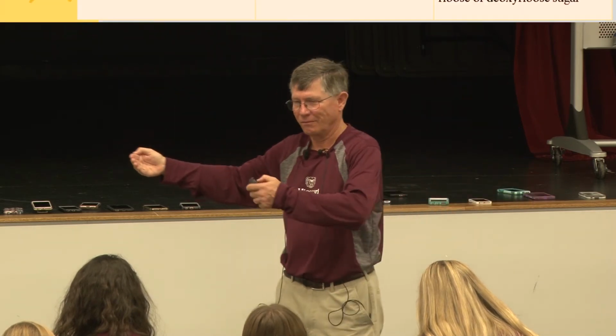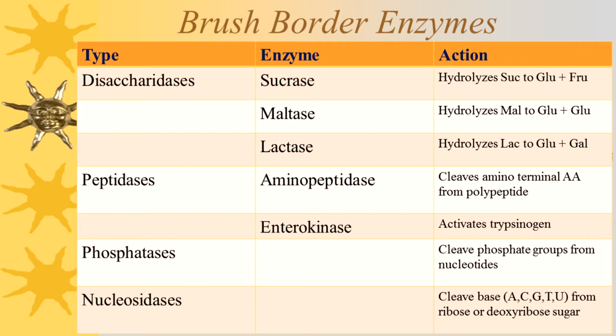So what would you want to call the enzyme that cleaves the amino terminal amino acid off a polypeptide? Any guesses? Yeah, how about aminopeptidase? Good, okay, let's go with that. Now, where do we find aminopeptidase? Where do we find enzymes here? Well, there's 2 locations, on the brush border, in the pancreatic juice. So aminopeptidase is a brush border enzyme. It's an exopeptidase that cleaves the amino terminal amino acid from the polypeptide.